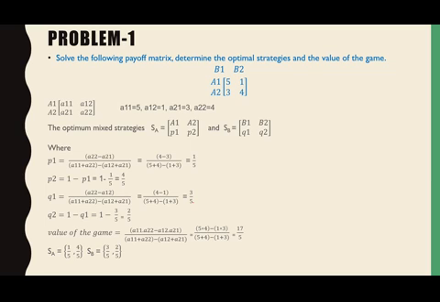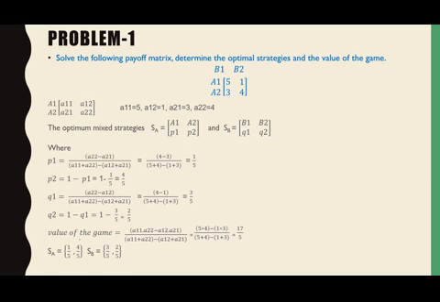So what happens to Q2? Q2 will be 1 minus Q1, right? So 1 minus 3 by 5 will be 2 by 5. So I have found out the optimal strategies of A to be with probabilities 1 by 5 and 4 by 5. The optimal strategy of B has the probabilities 3 by 5 and 2 by 5.